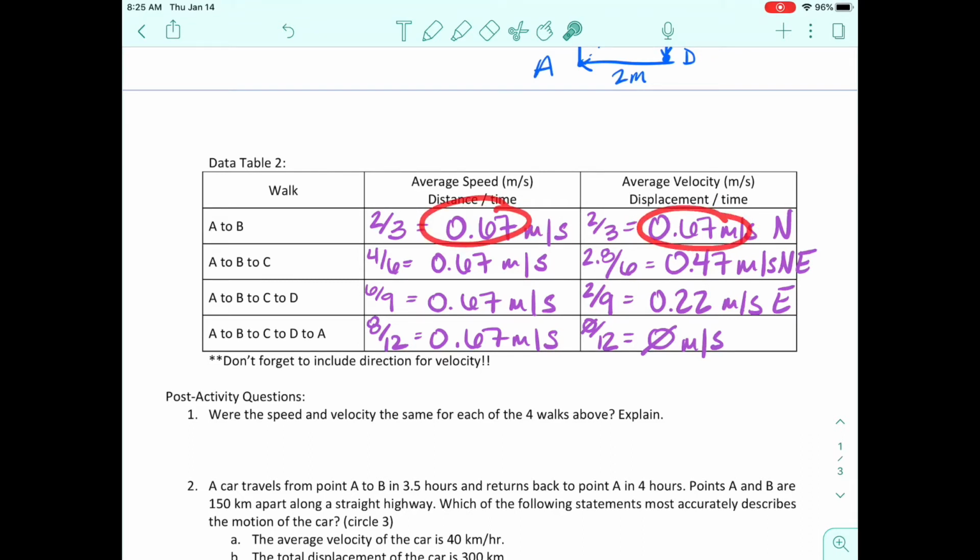Magnitude, remember, is the number. So those match. The second one, 0.67 and 0.47, those ones don't match. 0.67 and 0.22 don't match. 0.67 and 0 don't match. So really only the first one matches. And again, guys, that's because we walked in a straight line and did not change direction. So only A to B match.